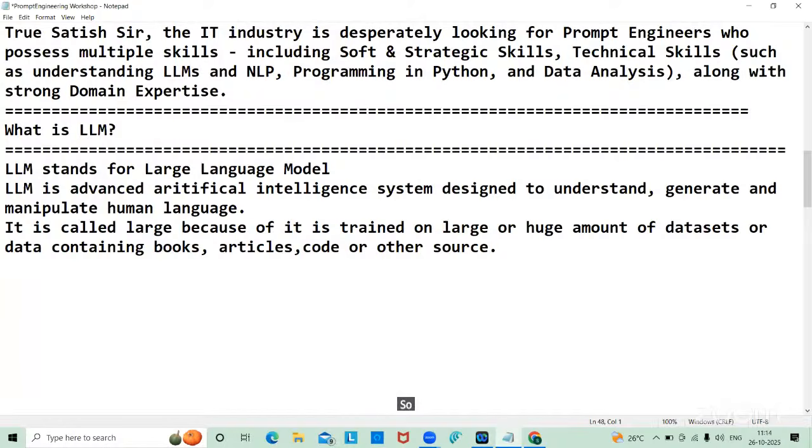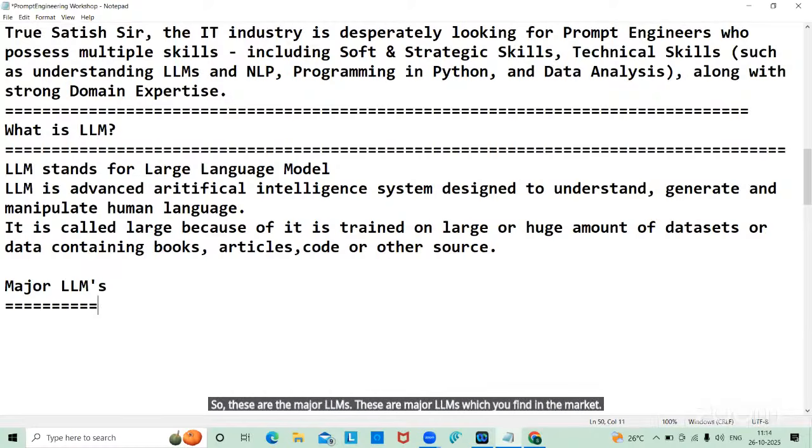You find there are so many LLMs in the market, so many large language models. These are the major LLMs which you find in the market. Okay, tell me, do you know any LLM?